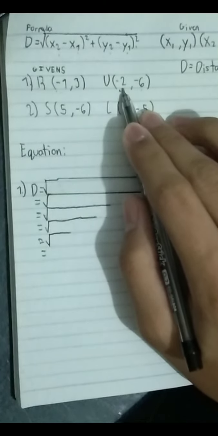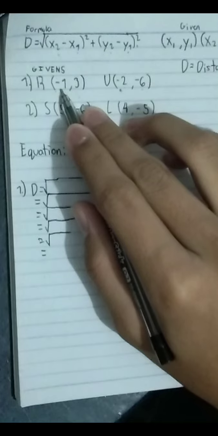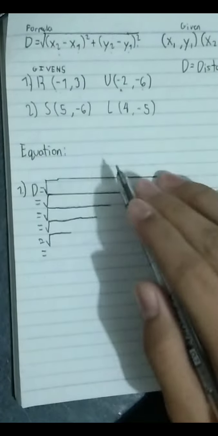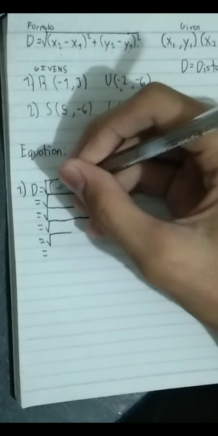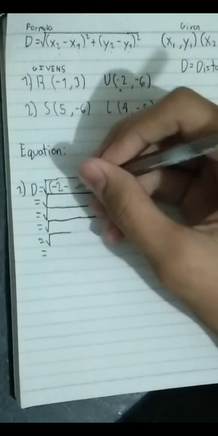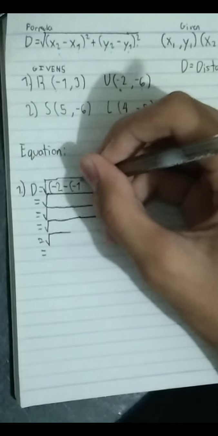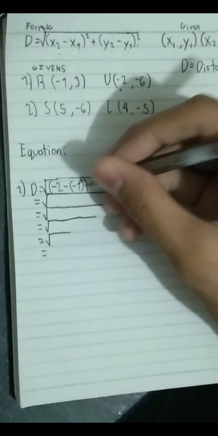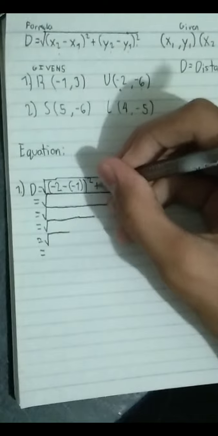Negative 2 is the x sub 2 and negative 1 is the x sub 1. So let's bring them down together. So quantity negative 2 minus negative 1, like that, then squared, then plus.